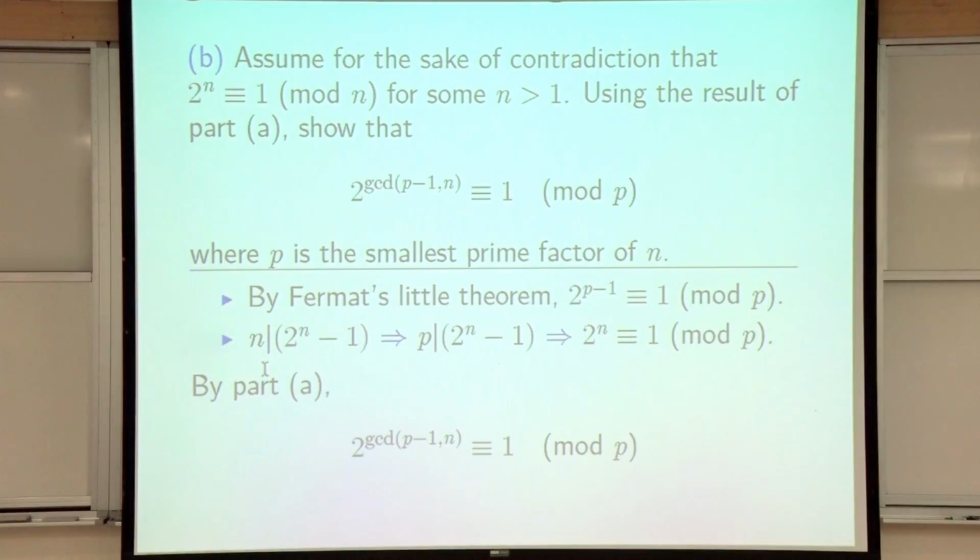And we know that 2 to the power n is congruent to 1 mod n. That means n divides 2 to the power n minus 1. And we know that p is a factor of n. So p divides 2 to the power n minus 1. So 2 to the power n is congruent to 1 modulo p also. So with the result of part A, we know that 2 to the power GCD(p minus 1, n) is congruent to 1 under modulo p.